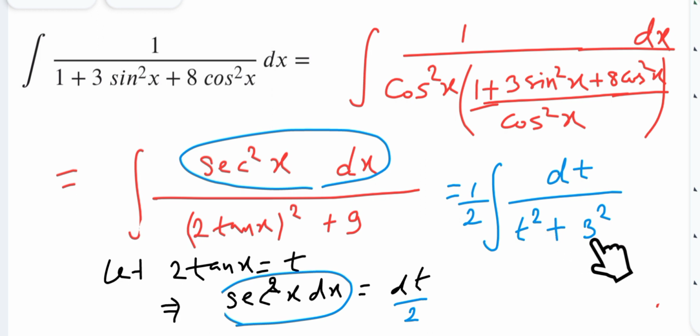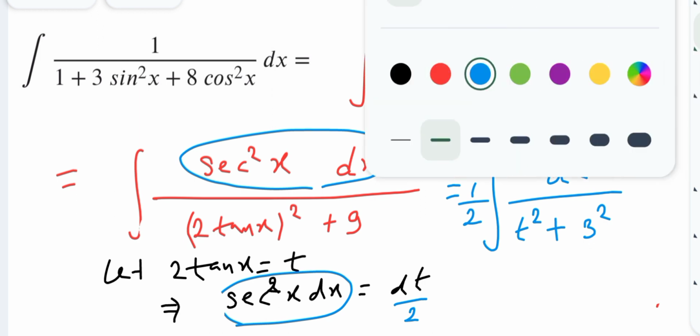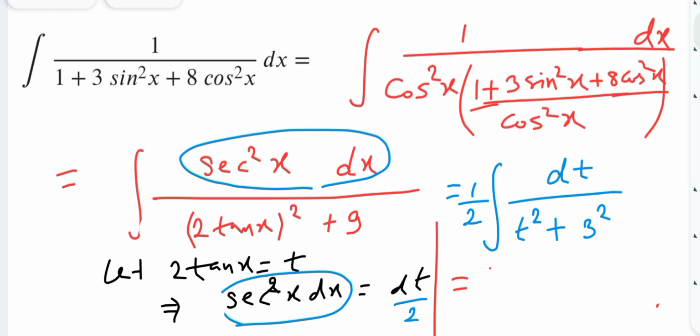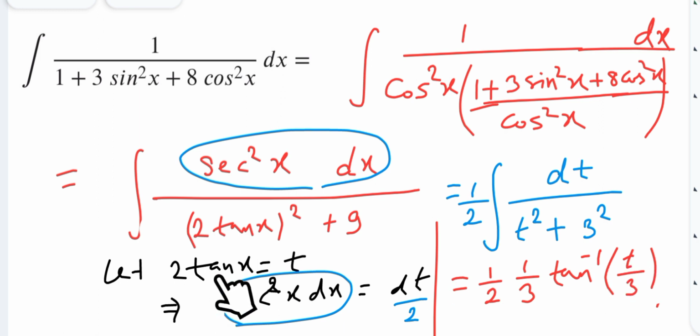So by using that formula, I can write one half, and the formula was dx upon x square plus a square equals 1 upon a tan inverse x upon a. Here instead of x it is t, so I will write 1 upon a, meaning 3, tan inverse, instead of x it is t, and instead of a it is 3, so t upon 3. Now I will replace this t value, as we assumed, with 2 tan x.